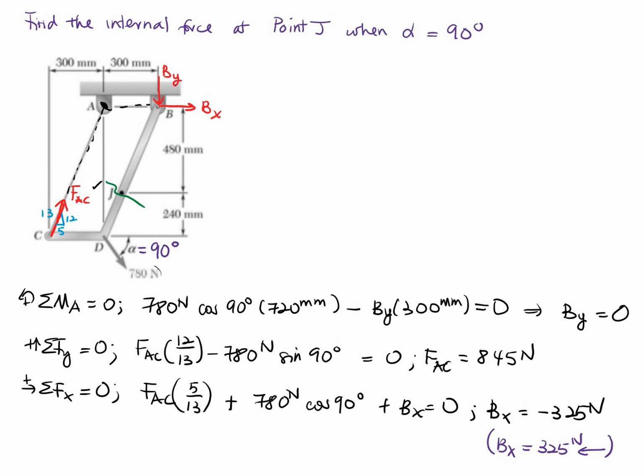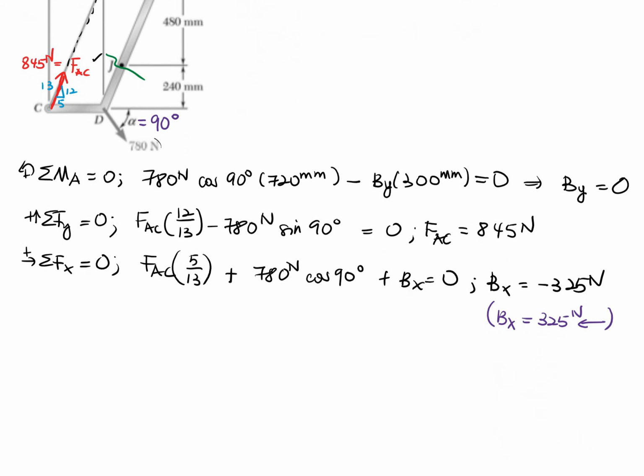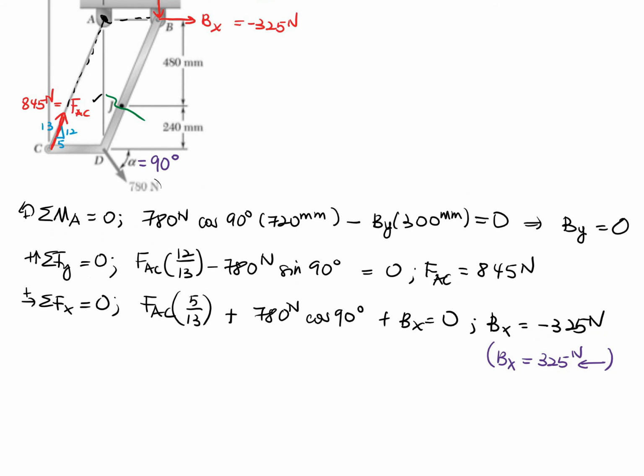Okay, so coming back here, we know that Bx is equal to negative 325, By is equal to 0, and FAC equals 845 newtons. All right, so now that you have this, we're going to make a cut. We have a cut right here.